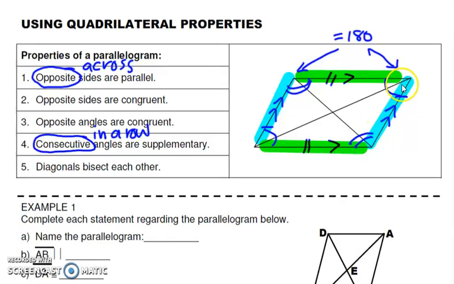These two angles, they equal 180. These two angles equal 180, and same with these two. So all the way around, the angles that are in a row or even next to each other, they equal 180.